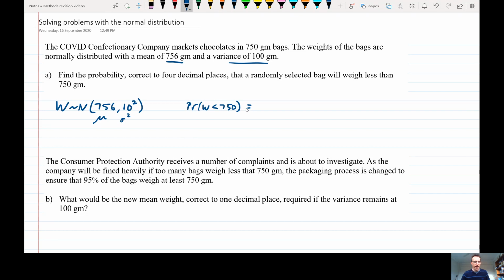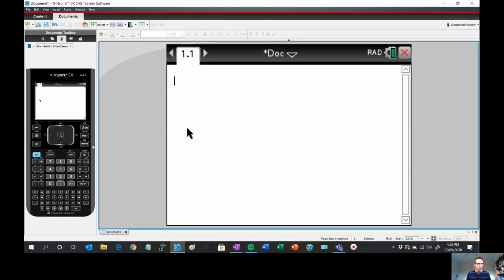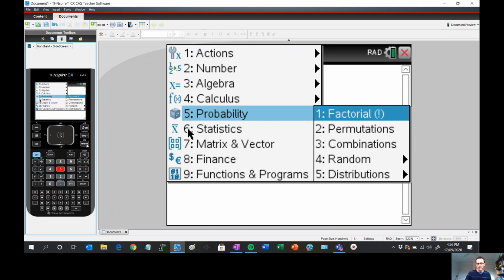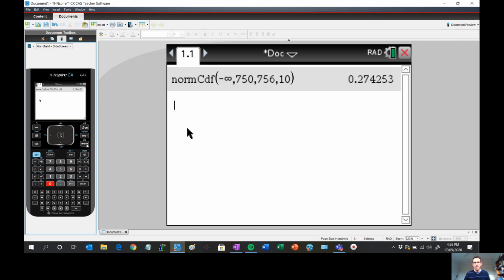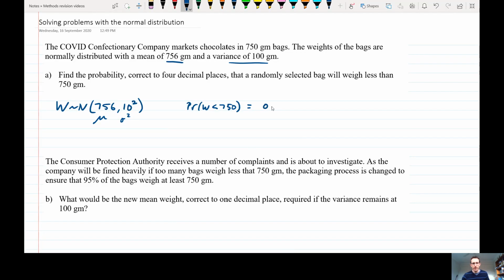Now remember, we can do this with our calculator. We do not have to integrate this one. All we need to do is go to our calculator. We're going to go menu, 5, distributions, normal CDF, and have our value. So lower bound is less than, so it's negative infinity. 750 is upper bound. Our mean was 756 and our standard deviation was 10. We combine all those together and we end up with this value of 0.2743. And that is the probability of getting less than 750 grams with this mean and variance.